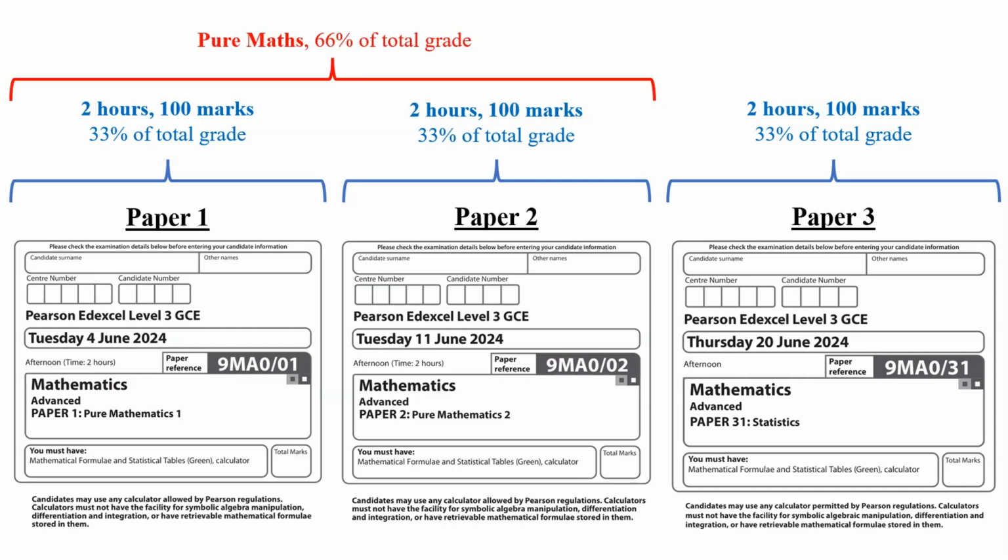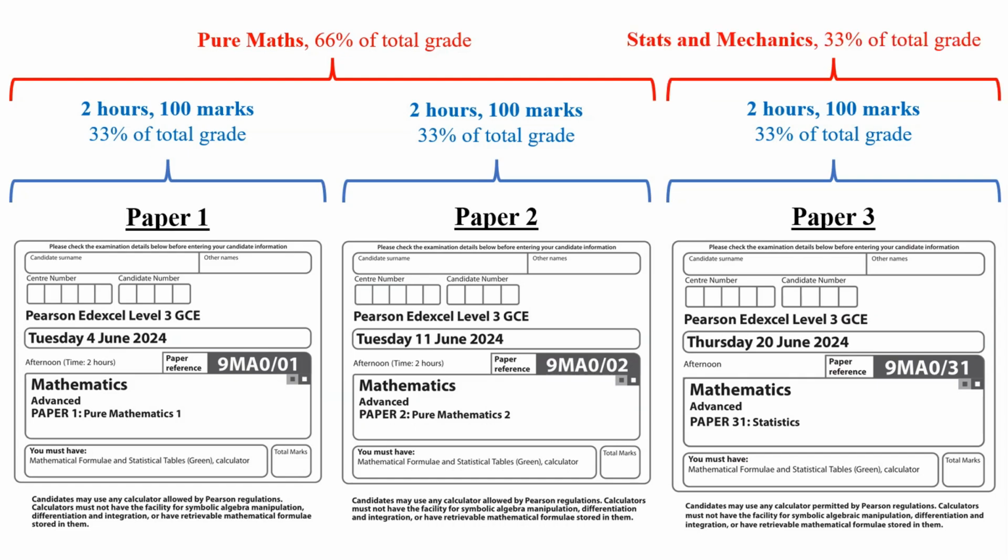Now paper 1 and paper 2 are the pure mathematics papers. They assess pure maths, so this is stuff like algebra, geometry, sequences, trigonometry, vectors, differentiation and integration. The content assessed on paper 1 and paper 2 is the exact same. There's no difference between them. They both assess all of the possible topics in pure maths, both year 1 and year 2.